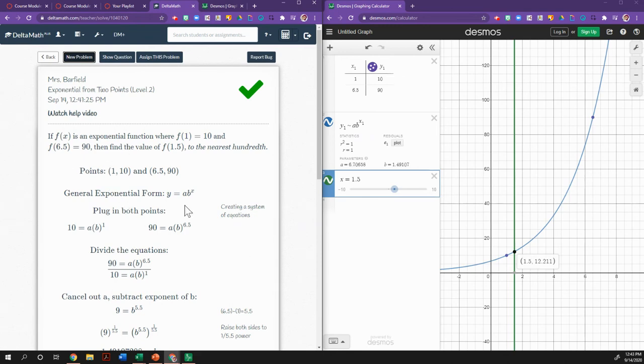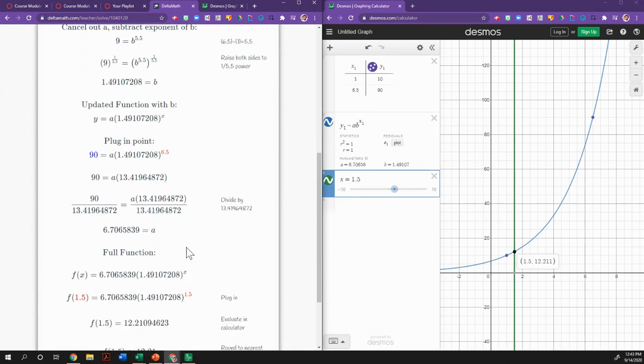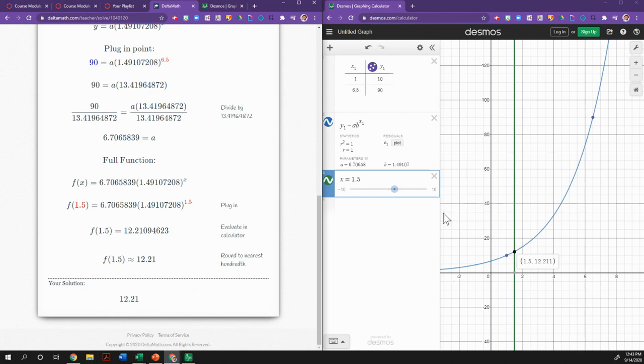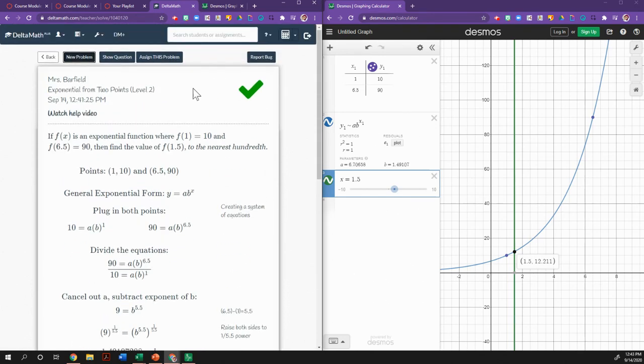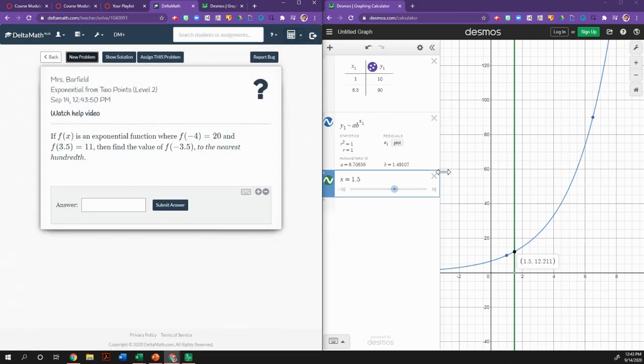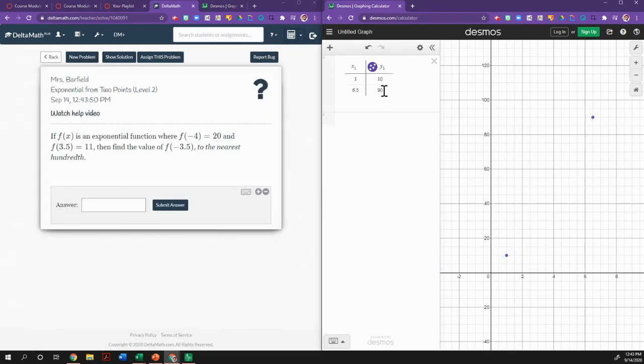Yes. And look, here's all the work on how to do it by hand, and we're bypassing all of that because we're going to use technology to help us. Let me do one more, and then I'll make a second video for the next set of problems. I'm going to delete the information here. It says if f of x is an exponential function where f of negative 4 equals 20, negative 4, 20, and f of 3.5 equals 11, then find the value of f of negative 3.5 to the nearest hundredth.